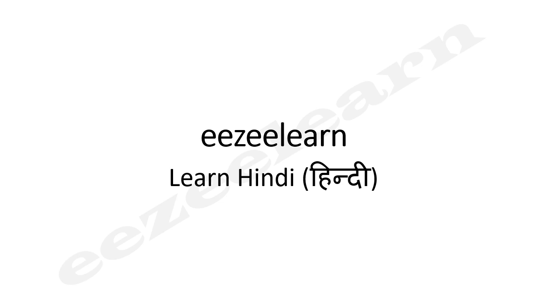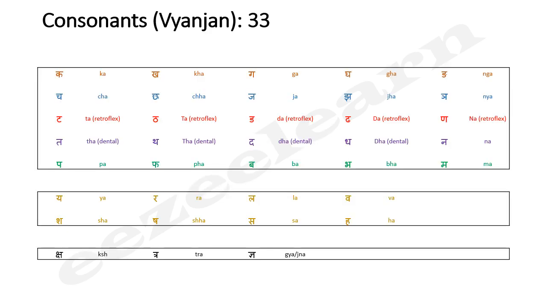We are in the Learn Hindi series, and in the previous video we have seen how to write the vowels, that is swar. In this video we are going to see how to write the consonants, that is Vyanjan. There are 33 consonants in Hindi, and there are three special letters which I have provided in the end.